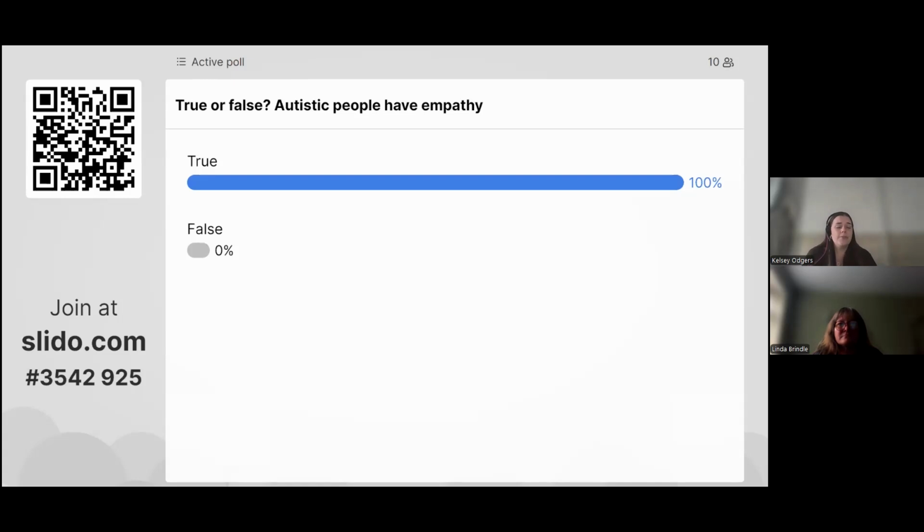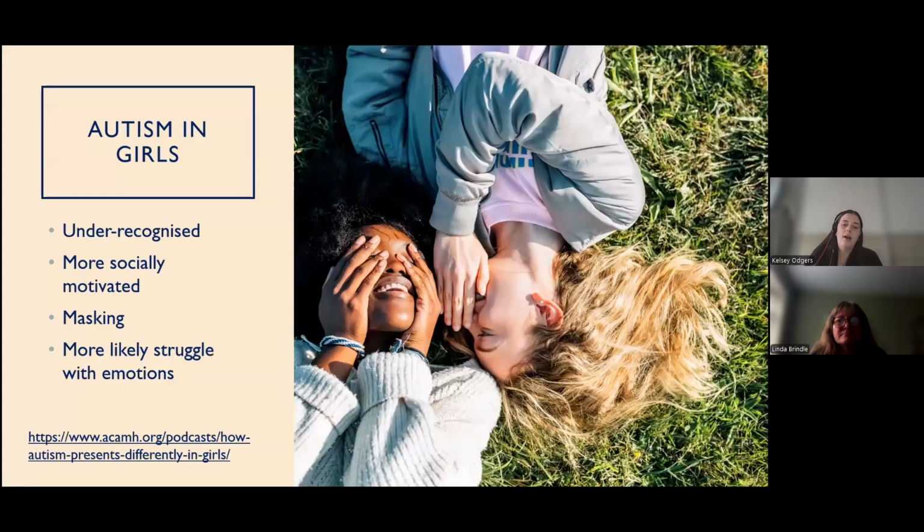Okay, so because we're talking about autism, we wanted to recognize and say a little bit more about autism in girls. We know that currently around 4 times as many boys than girls have an autism diagnosis, which is significant. But there is evidence that autism is underdiagnosed in girls. Basically, what that means is it's actually harder for girls to get a diagnosis of autism compared to boys. And we think this is for a number of reasons.